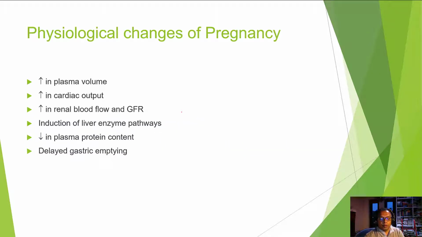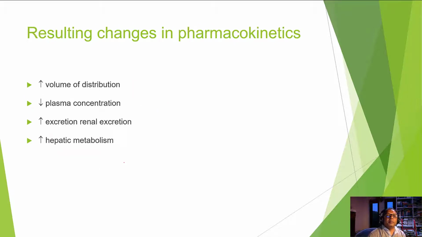So we'll talk about the things which happen in pregnancy now. In pregnancy, due to various physiological changes like increase in plasma volume, increase in cardiac output, increase in renal blood flow and glomerular filtration rate, and induction of liver enzyme pathways, there's a reduction in plasma protein content, and it will cause a delay in gastric emptying. And that results in changes of pharmacokinetics.